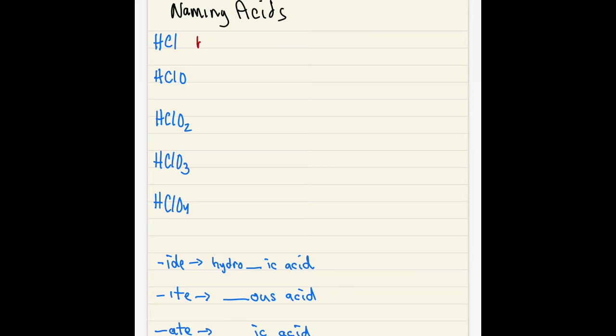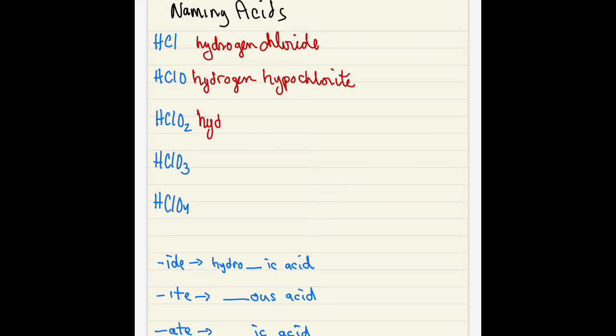So HCl, hydrogen chloride. The second one, this is hydrogen, and the ClO minus anion is the hypochlorite. And I don't know if you're familiar with that ion enough or not, but for our purposes, it'll be okay. The ClO2 minus is just the chlorite ion, so hydrogen chlorite.